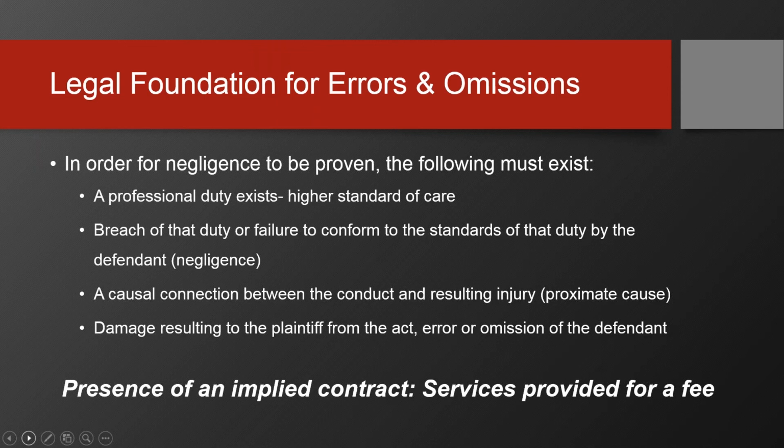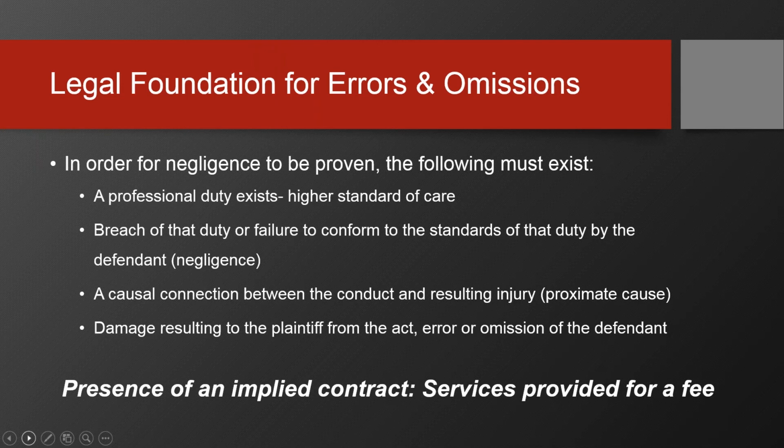Negligence really is failure to perform a duty as subscribed. In order for negligence to be proven, the following four things must exist. First, there must be a professional duty. What that means is that you have a higher standard of care. You as an insurance agent are expected to know more about insurance than your neighbor who may be an arborist. So you're held to a higher standard of care.